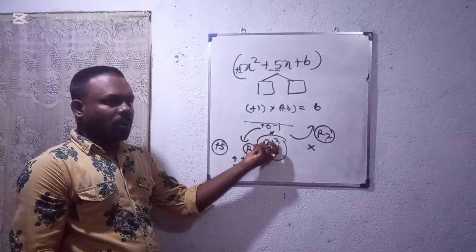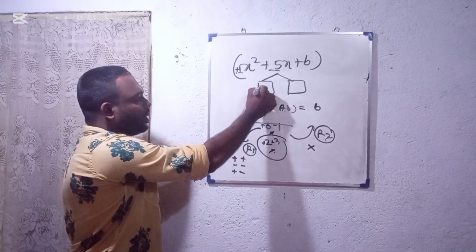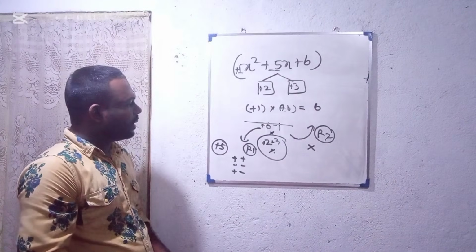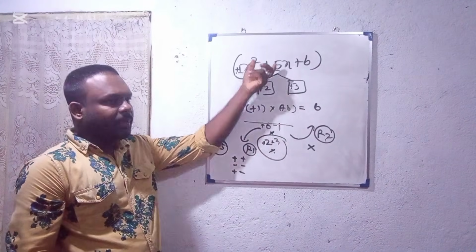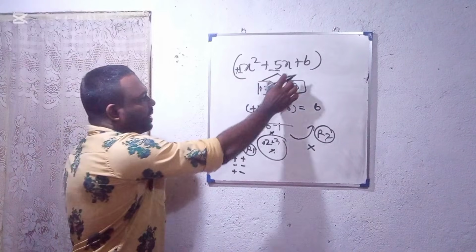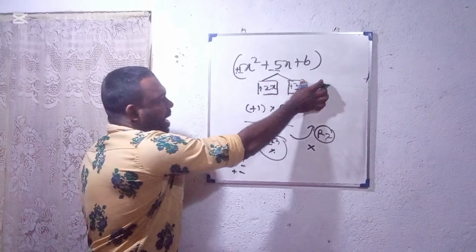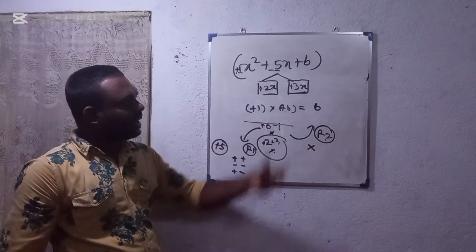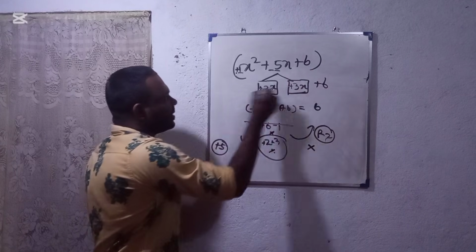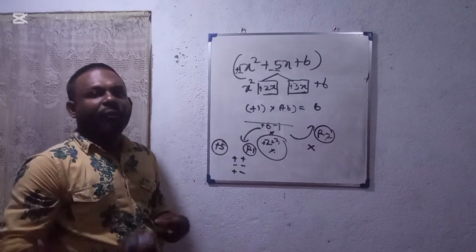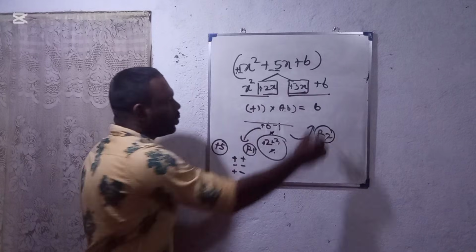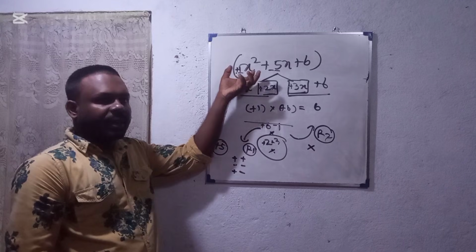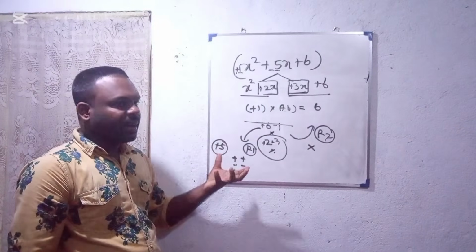Then take these integers and split like this. You can interchange plus 2 and plus 3, no problem. That is how we split the middle term. Then apply the algebraic terms you split: x plus 2, plus 3. Then take the remaining thing as it is and factorize by taking two by two. That is how we factorize a quadratic expression by using R1 and R2.